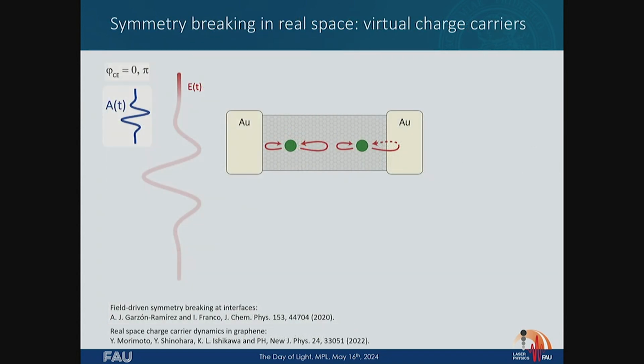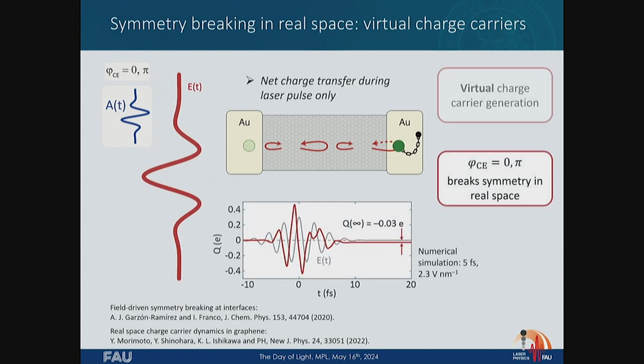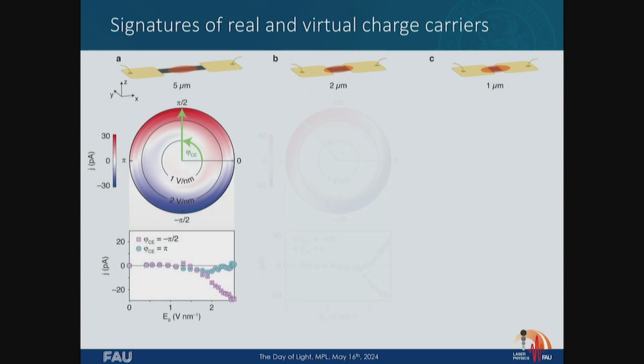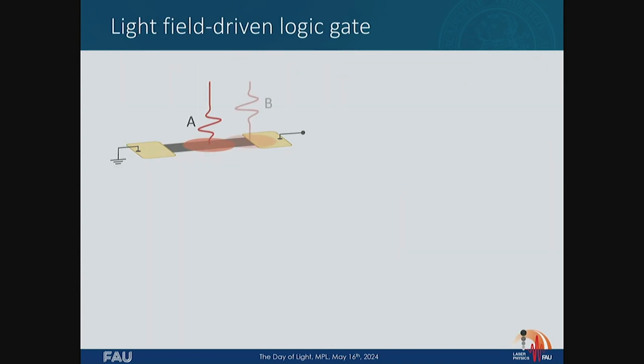In the interest of time, let me skip this. I wanted to show you what happens at this gold-graphene interface, also interesting physics, but we also skip this. I want to come to the end. I just want to show you what we can do. We understand what happens in graphene. I didn't show you, we just jumped over it. We also understand that we can generate phase-dependent currents at the graphene-gold interface.